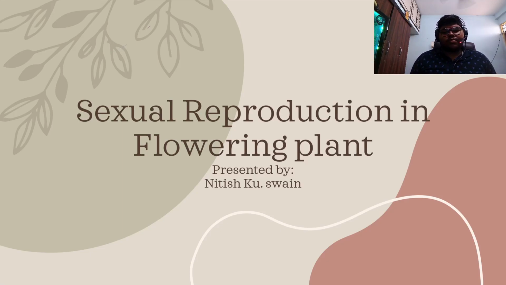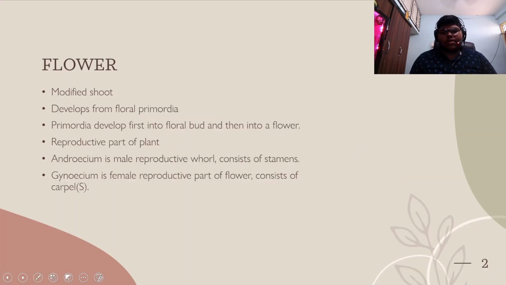Today I'm speaking about sexual reproduction in flowering plants. First, let's talk about the flower. It is the modified shoot, also develops from floral primordia. Primordia develops first into bud, floral bud, and then it turns into flower. It is the reproductive part of plant.